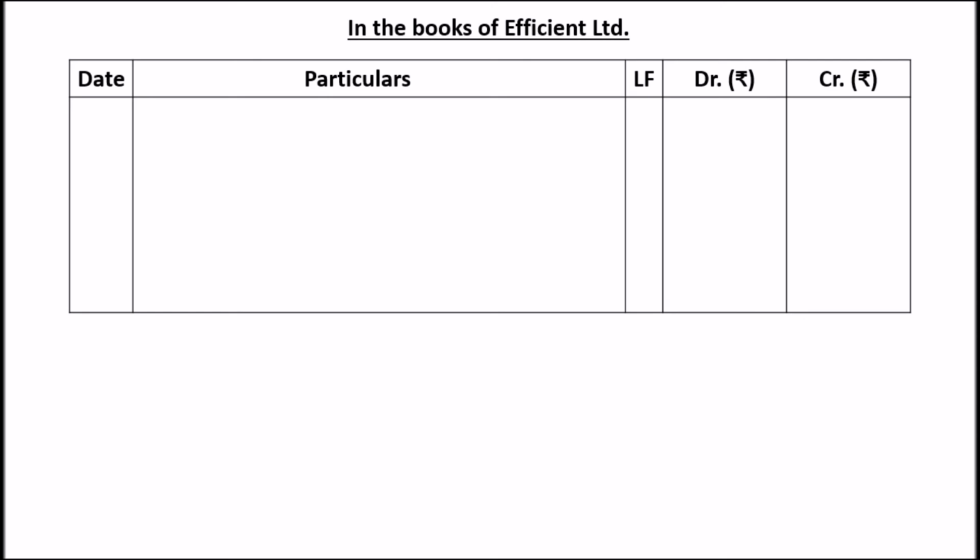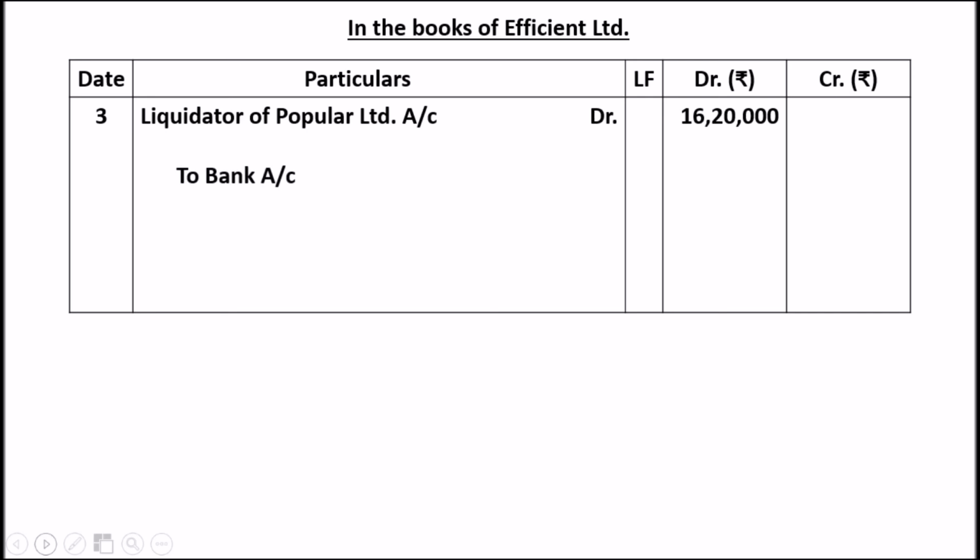Now finally, payment of purchase consideration. We know that purchase consideration is being paid in 3 forms. So settling the account of the liquidator of Popular Limited account debit, entire amount of PC 16,20,000. Firstly it was cash payment, so to bank account 1,50,000.